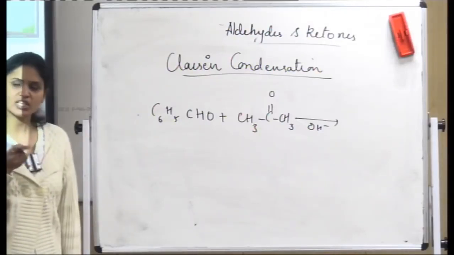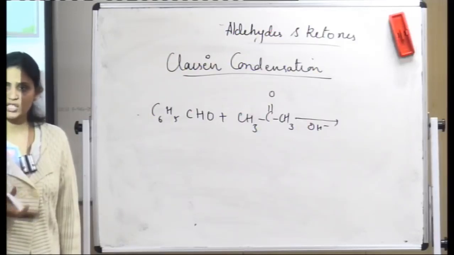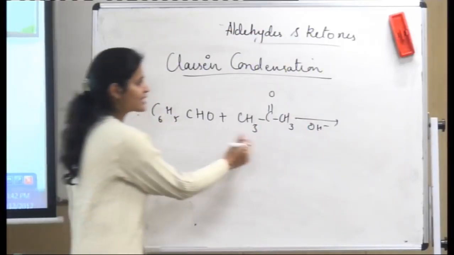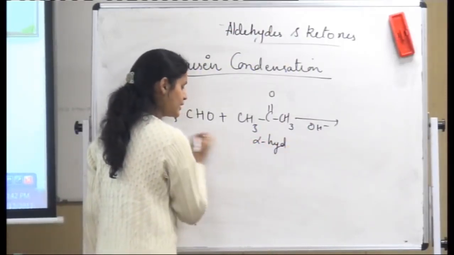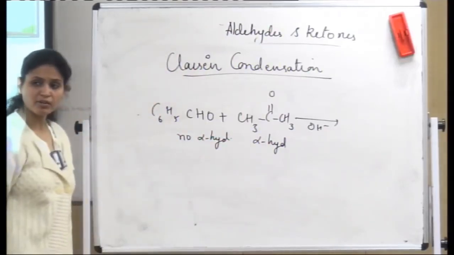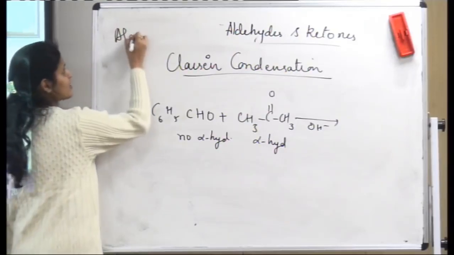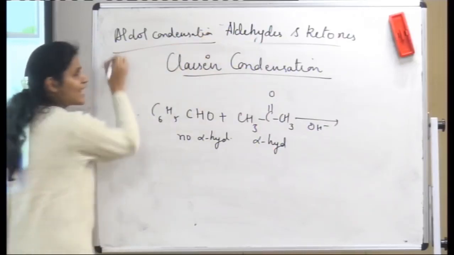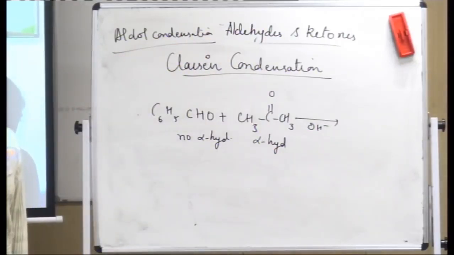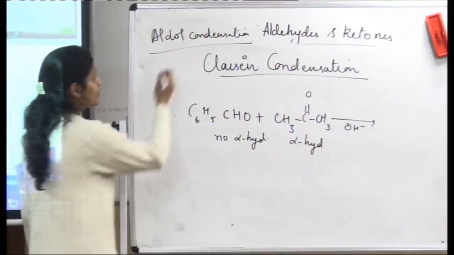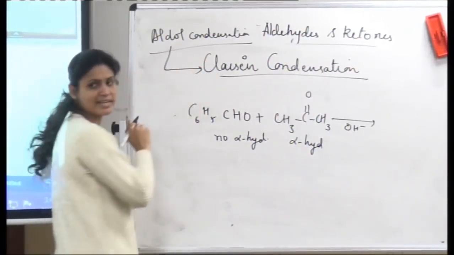Basically, Claisen condensation is an extension of Cannizzaro reaction or aldol condensation. What will happen? Because this has alpha hydrogen, but this does not have alpha hydrogen. So this is part of aldol condensation, because aldol condensation says that either the aldehyde or the ketone should possess alpha hydrogen, while in Cannizzaro it says that both reactants should not possess alpha hydrogen, right? This is the extension of the aldol condensation.